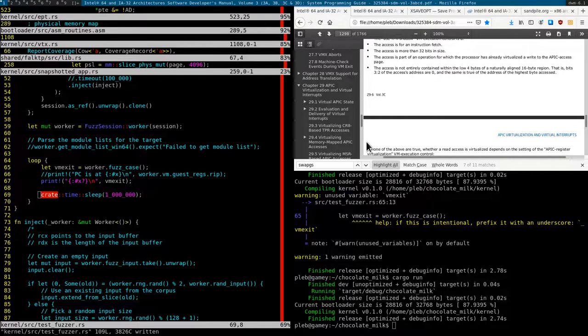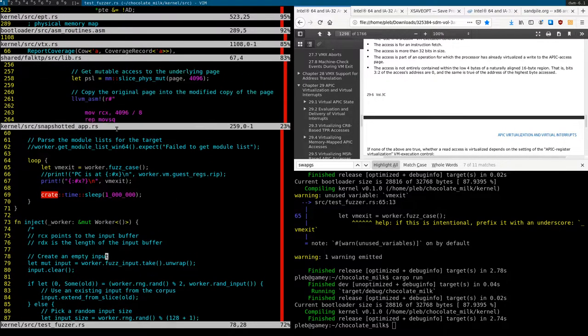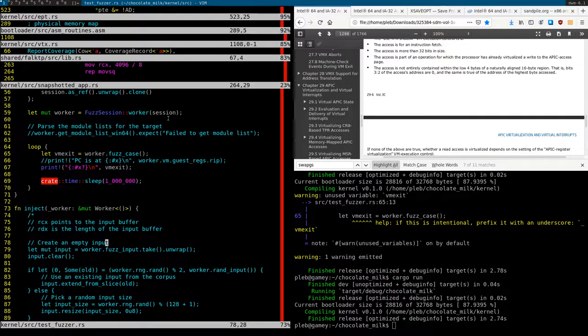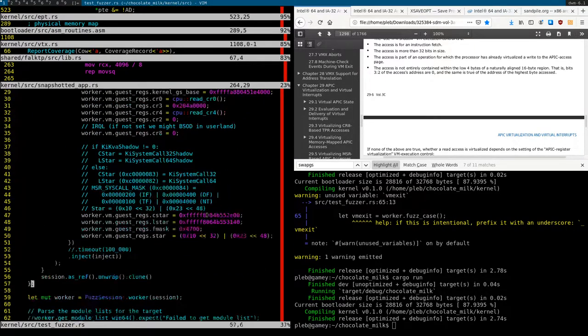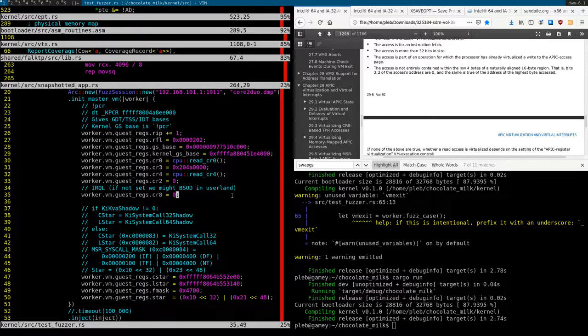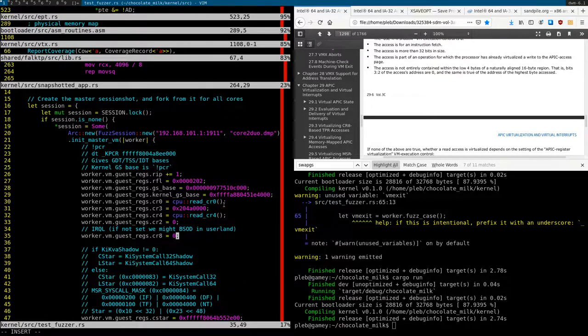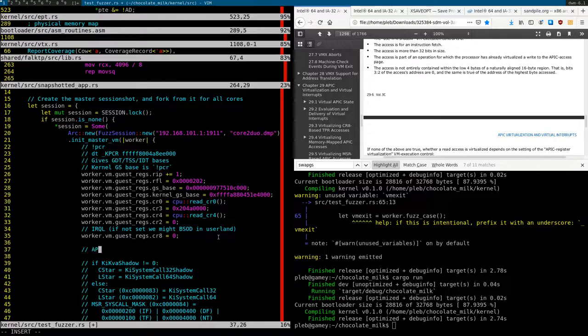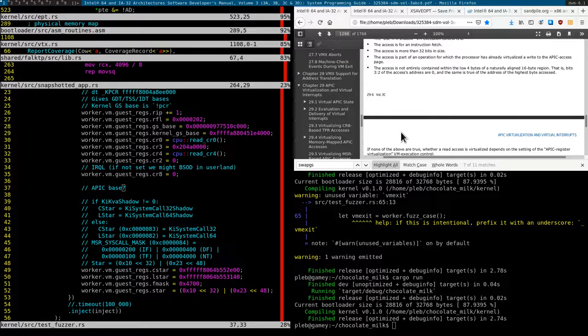And then I should make notes. If we're going to do APIC virt, then I probably should say... Oh, and I think this can virtualize... Can this virtualize the timer? No, I don't think it can. APIC base. Currently, I don't grab that from the minidump.